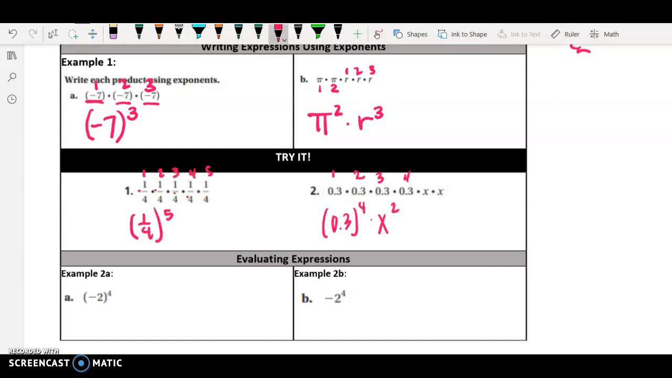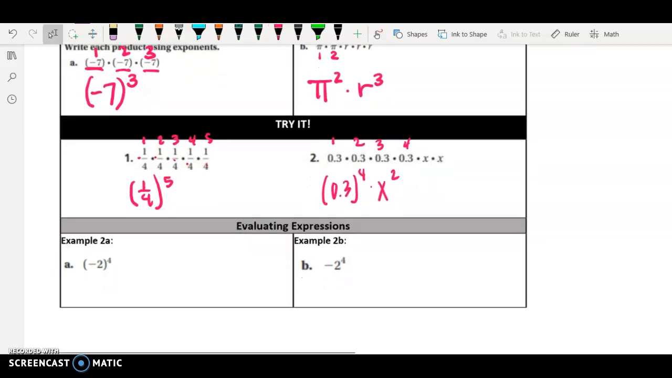So we get 1/4 to the 5th power. Whenever you have fractions, you also need to put those in parentheses. It's the proper way of writing it. And then we have 3/10 to the 4th power times x to the 2nd power, or x squared. Also with decimals, you put those in parentheses too, just as proper notation.